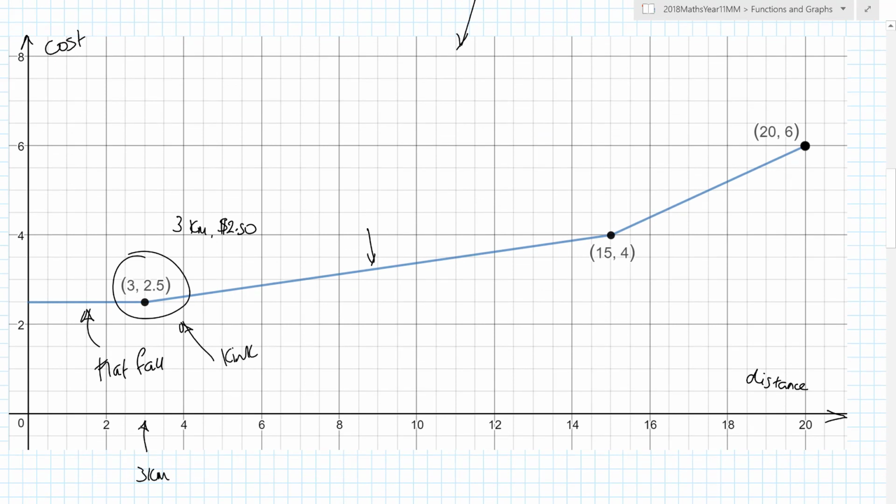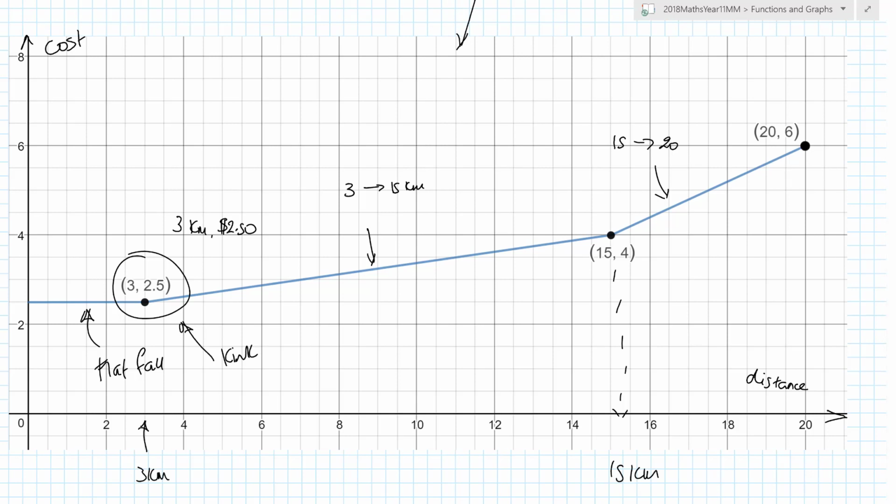So this now happens up to 15 kilometers. What this section of the graph is saying is that between 3 and 15 kilometers, there's a different cost to use my cab. And once again, there is a third section that says, over 15 kilometers, so between 15 and, in this situation, 20 kilometers, there is another cost per kilometer that changes.